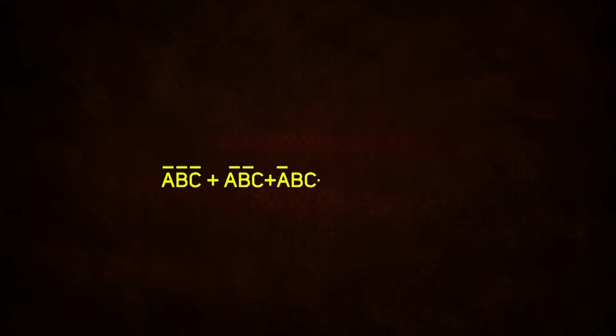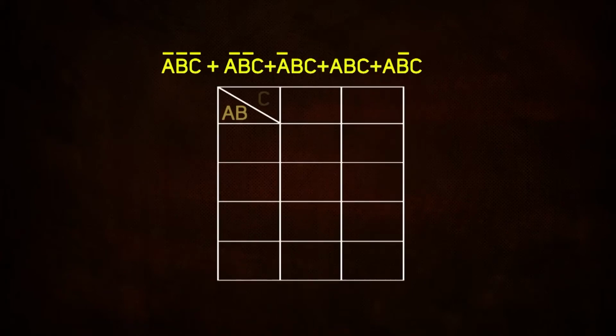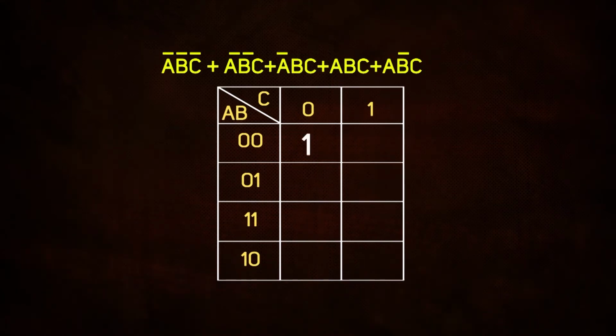Now, let us use a 3 variable Kmap to minimize the expression A complement B complement C complement plus A complement B complement C plus A complement BC plus ABC plus AB complement C. Let us first draw a 3 variable Kmap. We write AB across the rows and C across the columns. Now, inspect each term. A complement B complement C complement refers to 0 0 0. So, enter 1 in this particular cell.